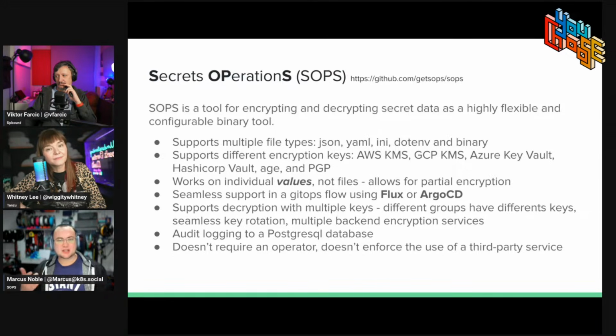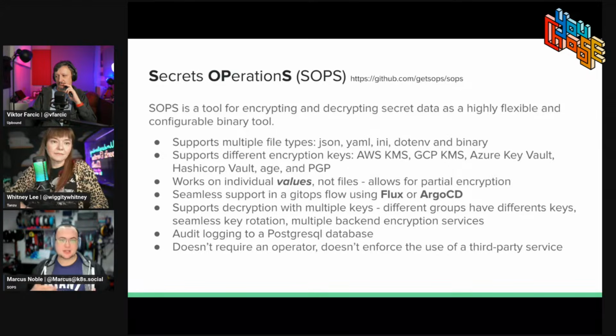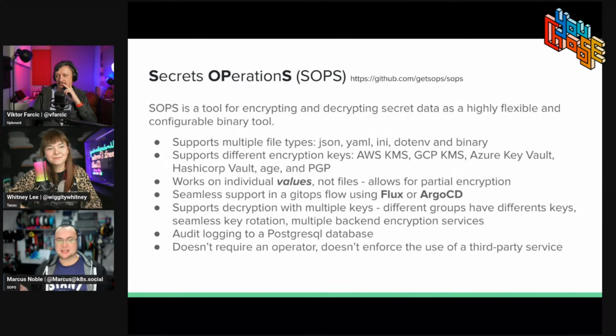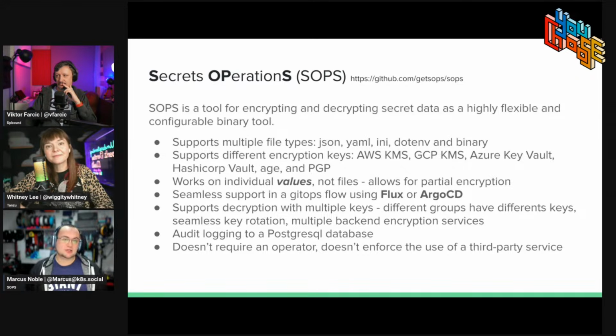One of the things I like about SOPS is it works on encrypting individual values, not entire files. Because it's got this understanding of these different file types, so YAML and JSON, for example, it allows you to do partial encryption. So you can just encrypt the secret data within, for example, a secrets manifest YAML file, and the rest of it remains unencrypted, plain text, so it's still human readable. It's got some seamless integration with GitOps flows. So Flux has built-in support for SOPS, and Argo CD has support via KSOPS plugin that allows you to just seamlessly decrypt these in your cluster.